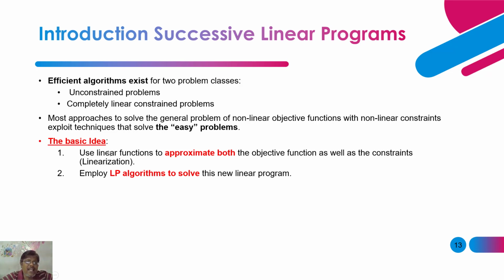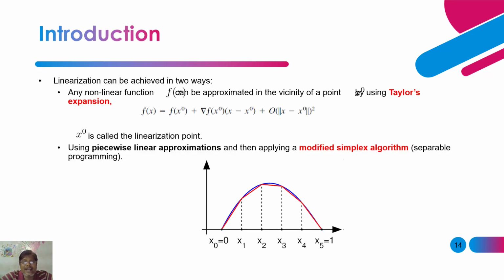The basic idea is to use linear functions to approximate both the objective function as well as the constraints. We call this the linearization problem. Next, employ an LP algorithm to solve this new linear problem. LP is the linear programming method. We have seen the graphical method, tabulation method, and simplex method. All these linear programming approaches can be used to solve the new linear problem. That's the basic idea.